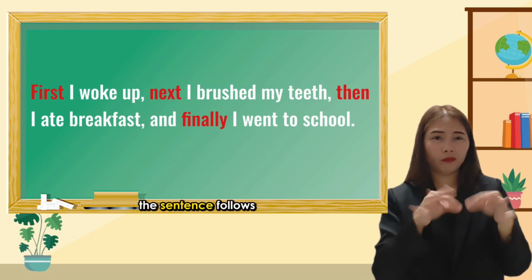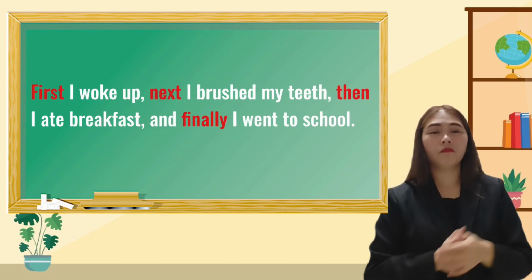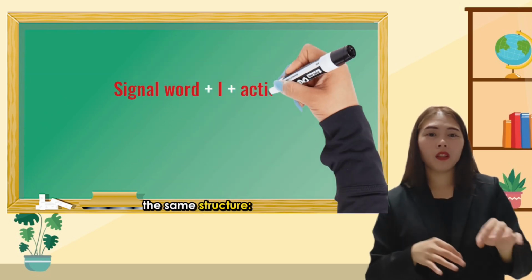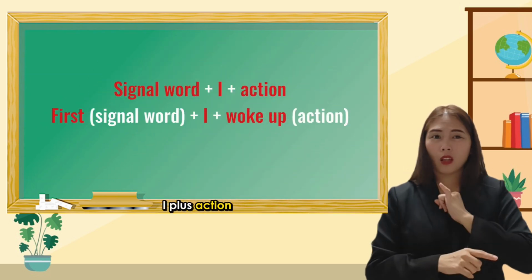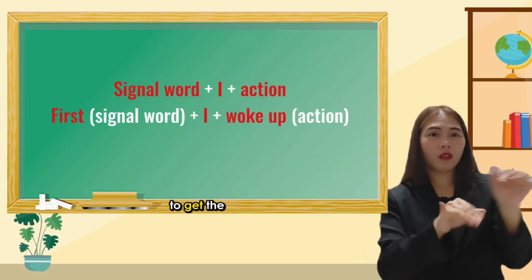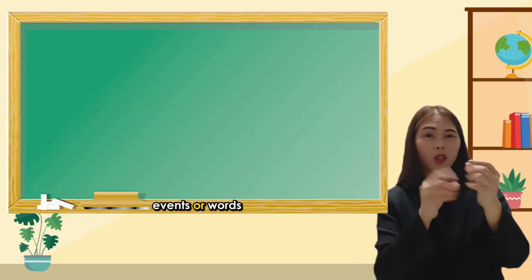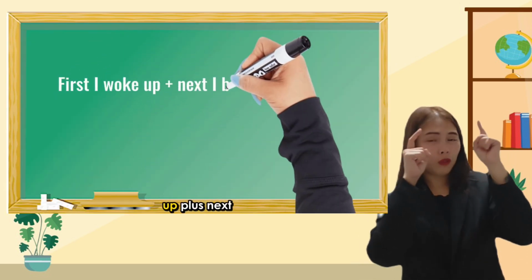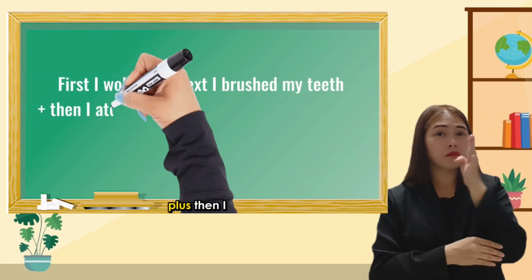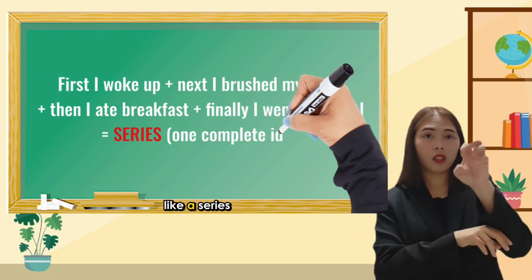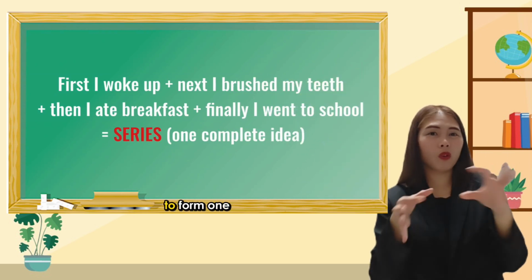Do you notice that the sentence follows a repetition pattern? That's right. Each part repeats the same structure. Signal word plus I plus action. We follow the same rule to get the next number in the sequence. So, when we put all those events or words together, first I woke up, plus next I brushed my teeth, plus then I ate breakfast, plus finally I went to school, we get something like a series. Everything is connected to form one complete idea.